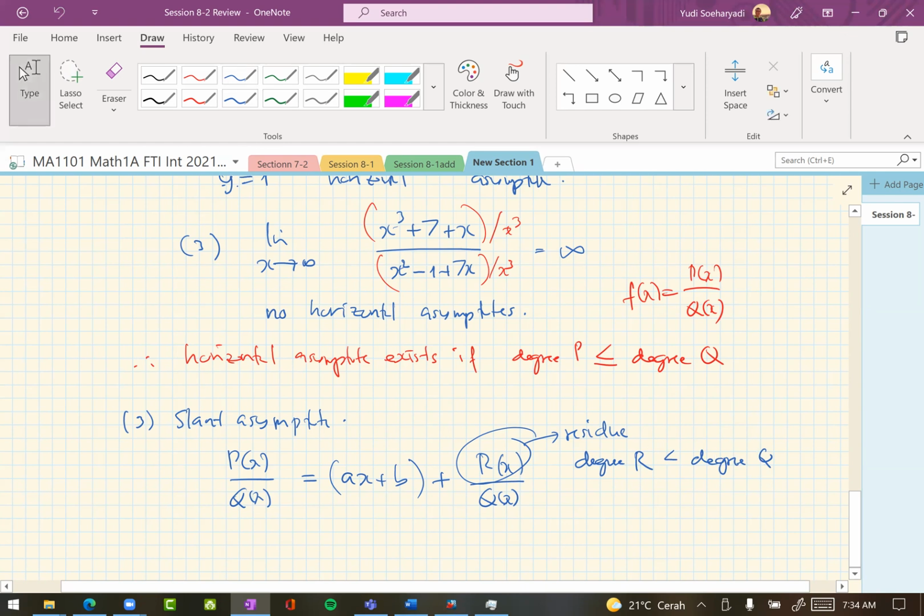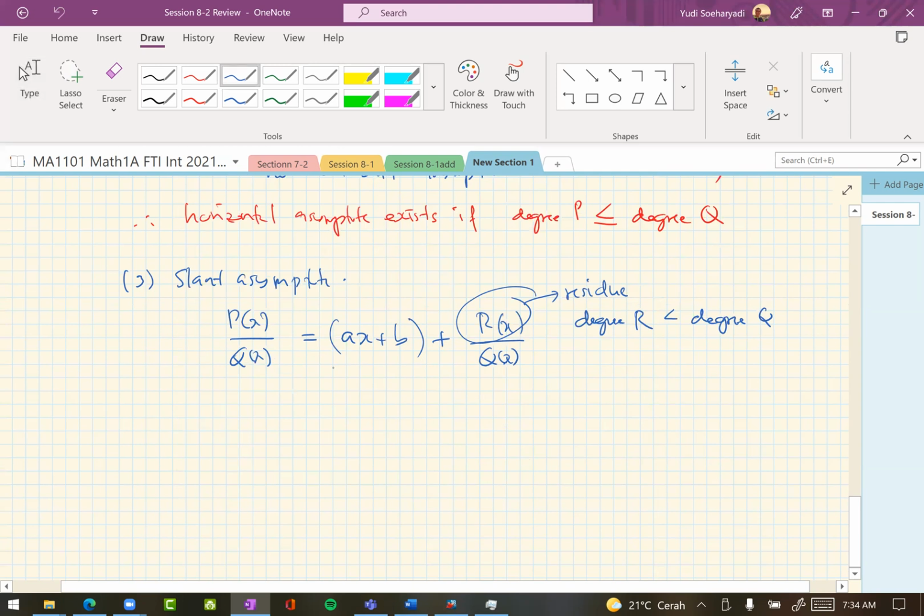If you get this one, then you have the degree of R smaller than the degree of Q. So if we take this limit, this goes to zero as x goes to infinity. So this will disappear eventually, and you live with this linear thing. This is what we call the slanted asymptote, y equals ax plus b.